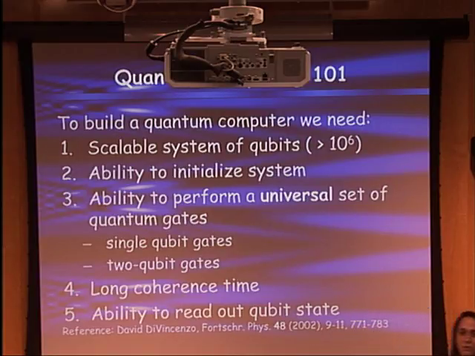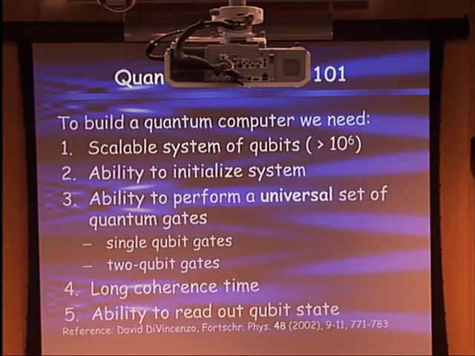All right, so those are the principles we're going to use. Now the question is, how do we build a quantum computer? That's what we're after. How do we do it? And so in its most basic form, people have identified about five things that your computer should be able to do. Okay? And it's kept very, very general. You need some sort of scalable system of qubits.